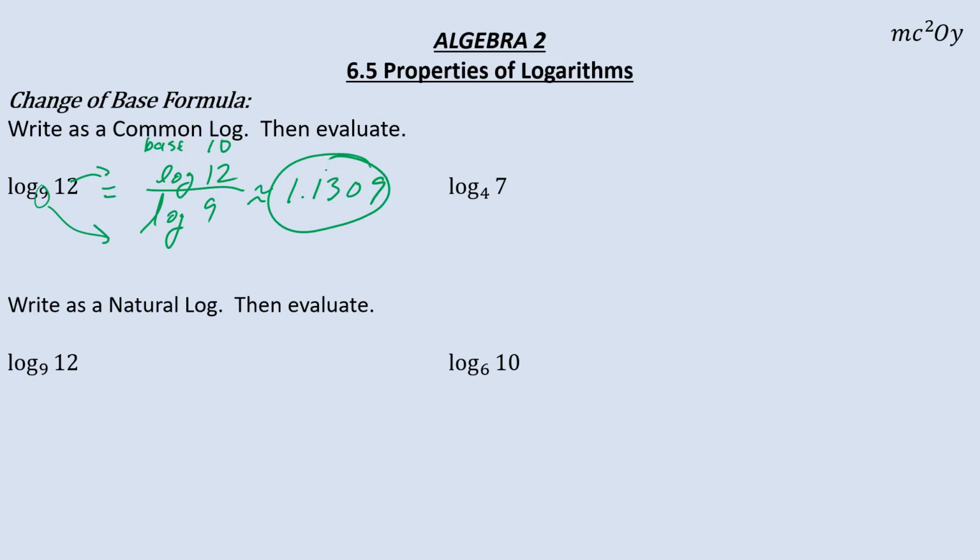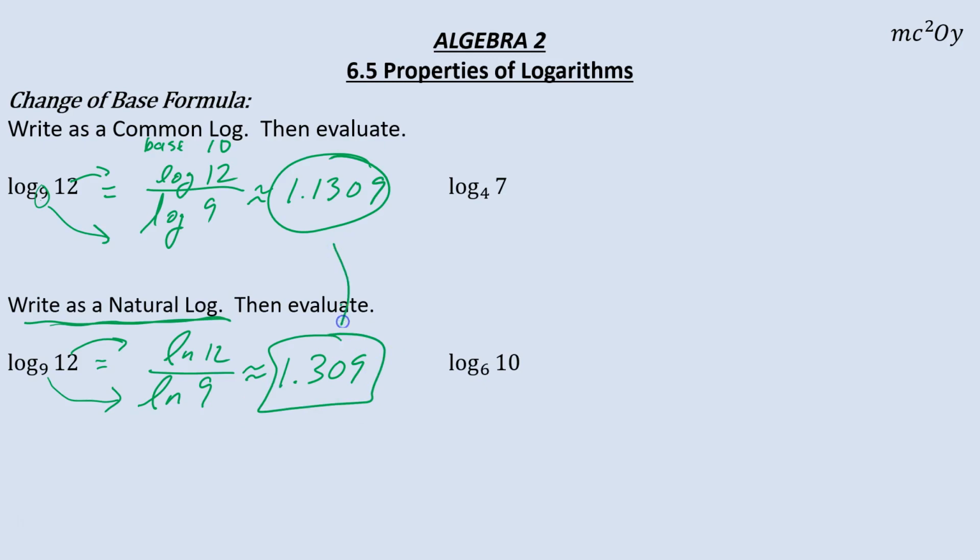Now I want to point out this next one says the same thing. But it says write it as a natural log and then evaluate. So exact same problem. If I want to write it as a natural log, I do it the same way, just rather than base 10, I go base e. So I go natural log of 9 and natural log of 12. And if I divide those, they better be the exact same value.